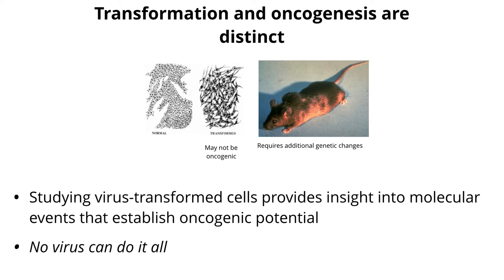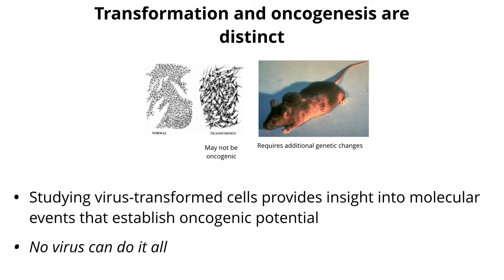So the transformed cell divides forever, and as it divides, every cycle it accumulates mutations. And when it hits the magic 12 in the right genes, roughly, it will become a tumor and cause cancer. Now, studying virus-transformed cells, we'll see today how viruses can make cells transformed.